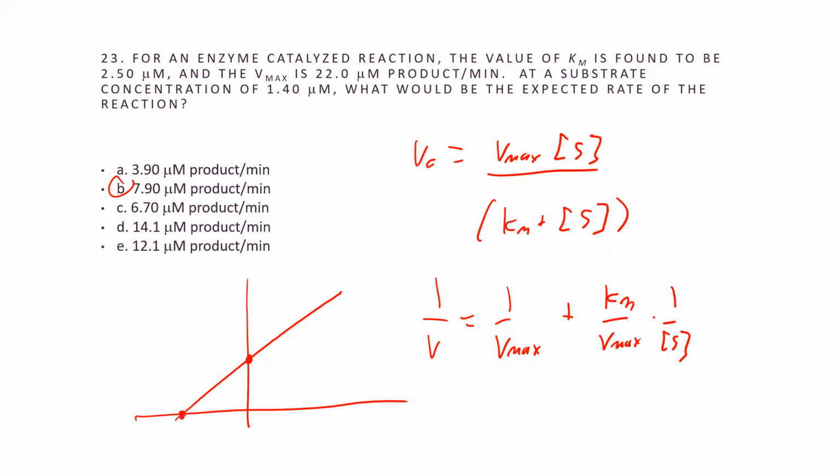What is this point right here? So this is minus 1 over Km, right? And then what's this one? So this is 1 over Vmax. Yep. And what's the slope? Km over Vmax, right? Make sense? Okay.